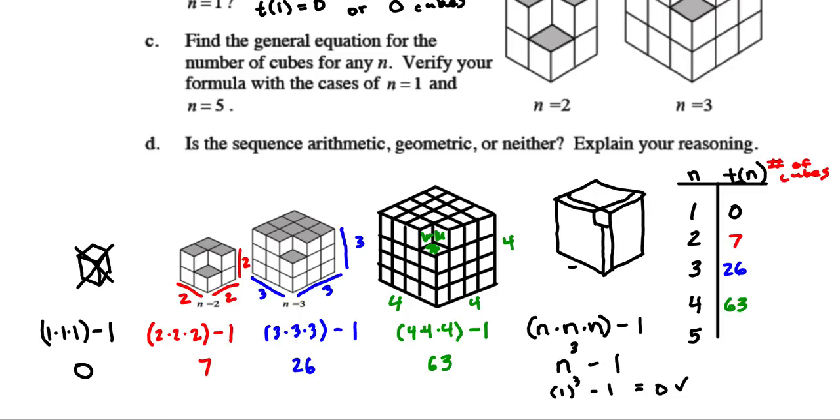So we're going to have 5 by 5 by 5, which we know a cube that is 5 by 5 by 5 would give us 5 cubed, which would be 125. And if we take that 125 and subtract 1, we should end up with 124 cubic units there. So we know that our fifth one would be 124 cubes in the figure.